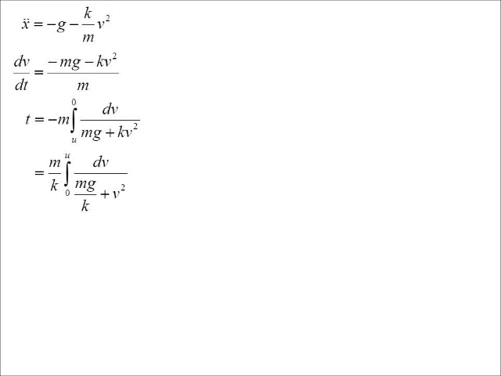My integral now, of course, is different. I've now got dv on mg plus kv squared. That's going to be an inverse tan. Remember, it's a squared plus x squared on the bottom of the fraction. So let's make it look like inverse tan. Our standard integral for inverse tan is, as I just said, a squared plus x squared. So I'm going to take the k out. So I've just got v squared, but it now means my mg becomes mg on k.